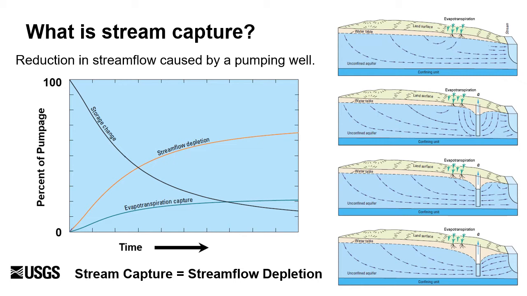Now, an important distinction I need to make for the rest of this presentation is that the USGS refers to stream capture as stream flow depletion. They're the same exact thing, but the USGS prefers the nomenclature of stream flow depletion.